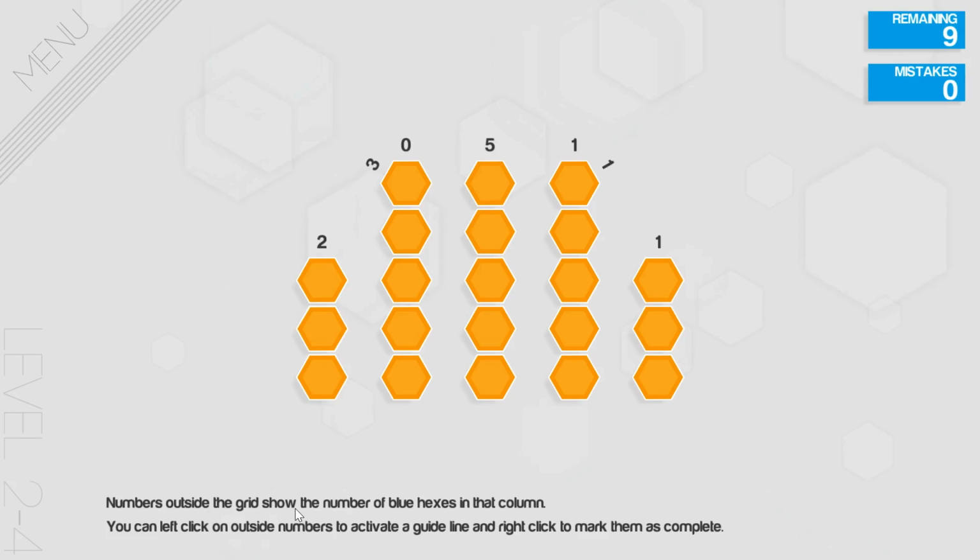Numbers outside the grid show the number of blue hexes in that column. You can left click on the outside numbers to activate a guideline and right click to mark them as complete. So for example, this 0 means there are no parts of the puzzle here. I can left click that to make a guideline, which I think you may have improved slightly, and then right click to mark it done. And then right click it to undo it, and then left click it to turn it back in.